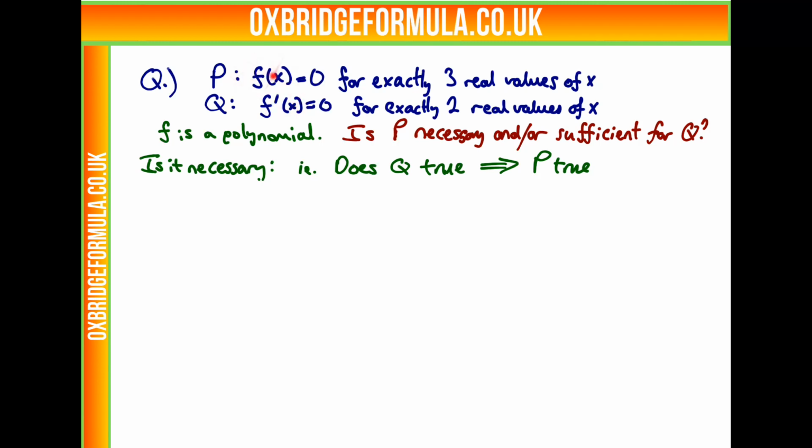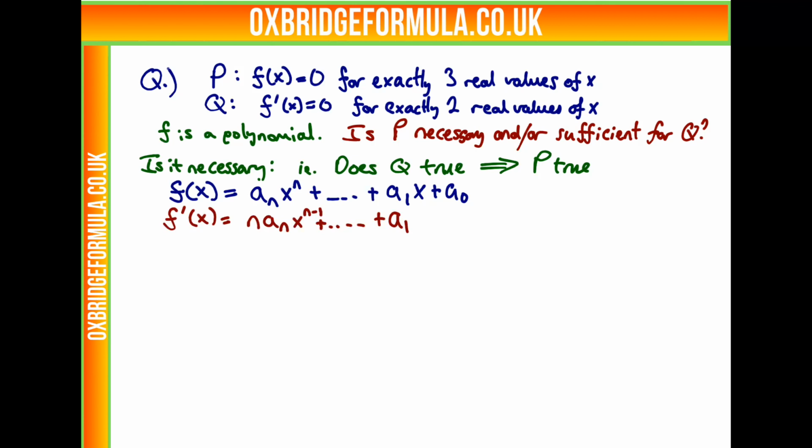So first, what could f be? F is a polynomial, so it could be of this form: a_n times x to the n, all the way up to plus a_1 x plus a_0, where these a_i's are real. Then differentiating term by term, you get that f prime of x is n times a_n times x to the power of n minus 1, all the way up to plus a_1, and this a_0 disappears. So we're comparing the roots of these two equations, and they don't seem related as these are polynomials with different coefficients and different powers. So if this is true for all polynomials, we'd guess no.